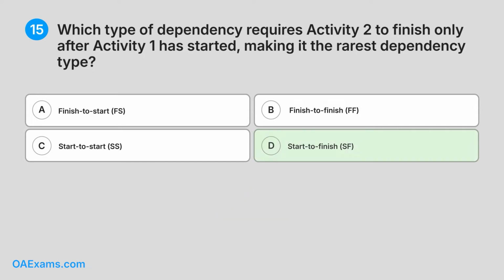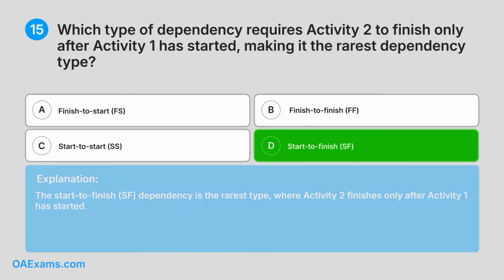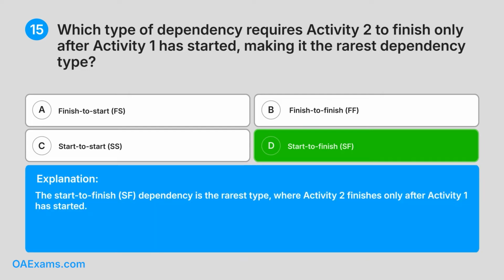Correct answer: D. Start to finish. Explanation: The start-to-finish dependency is the rarest type, where Activity 2 finishes only after Activity 1 has started.